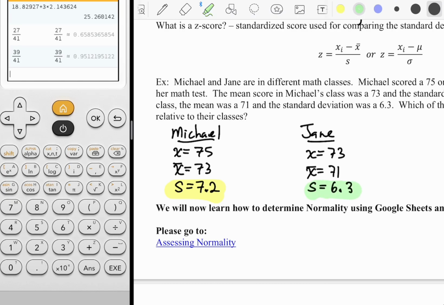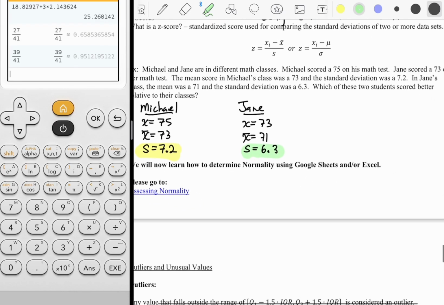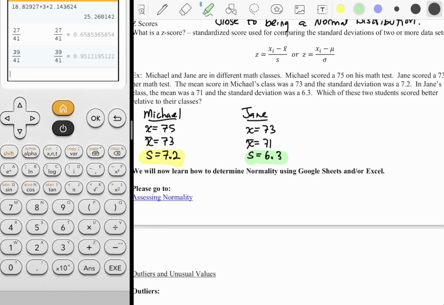So in Michael's class, the scores were more spread out because the s is bigger. If they're more spread out, then it takes less effort to get a score that's above average. Whereas if they're more compressed, it takes a lot more effort to get a score that's above average, because you're always getting pulled towards the mean.